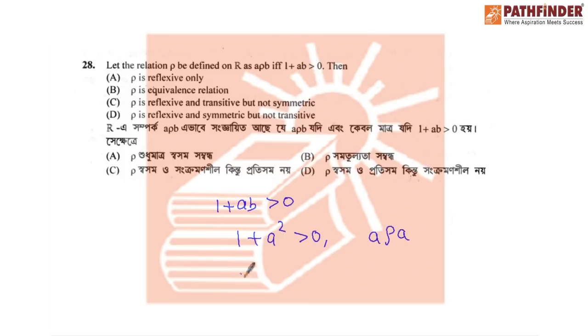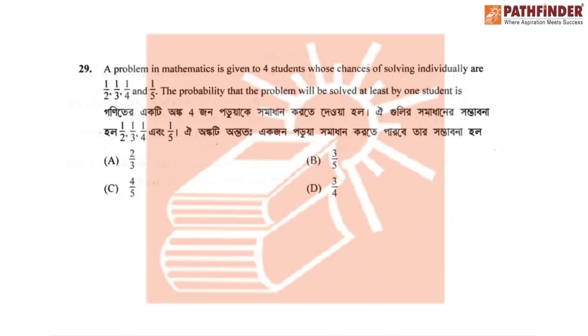So we have got that it is reflexive. Now next, check 1 plus AB is more than 0. So A rho B and B rho A, it implies this one. That means it is symmetric as well. So it is reflexive as well as symmetric. So the only option is option D, reflexive, symmetric, but not transitive. Move to the next, 29.